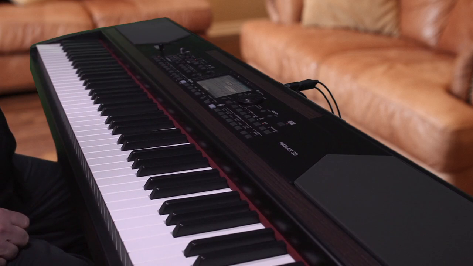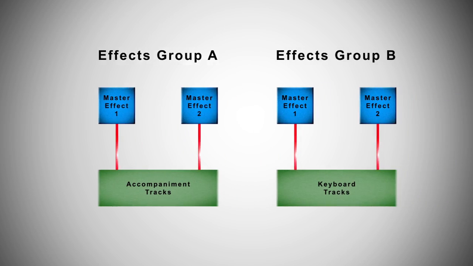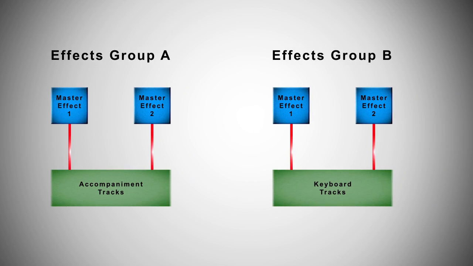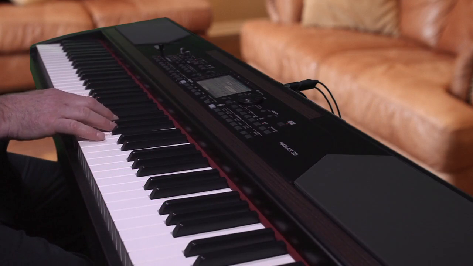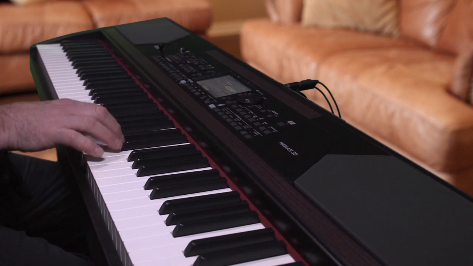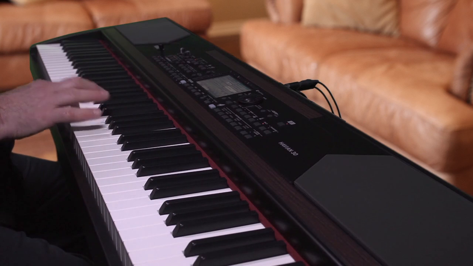There are 125 different studio quality effects inside your Havian30. 2 of these effects can be used at the same time for the accompaniment tracks and 2 at the same time for the keyboard tracks. For example, you'll notice a reverb effect and a delay effect on this synth sound. The amount of each of the effects can be adjusted.